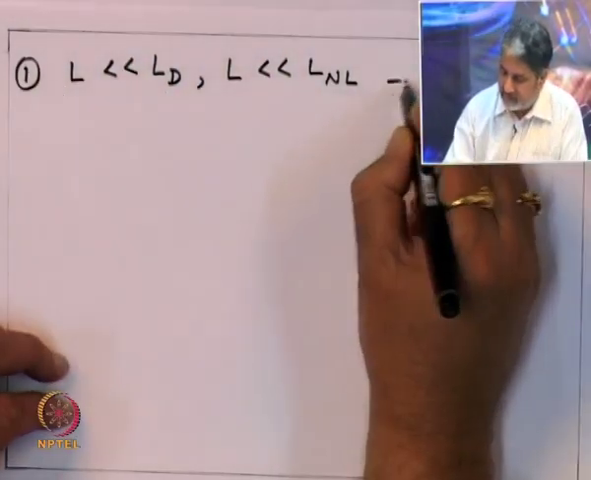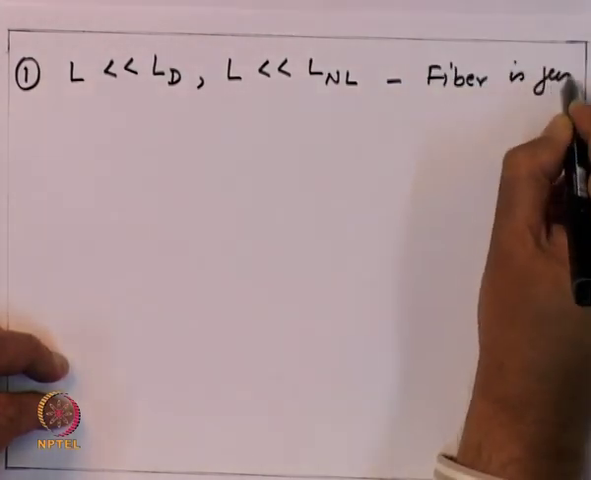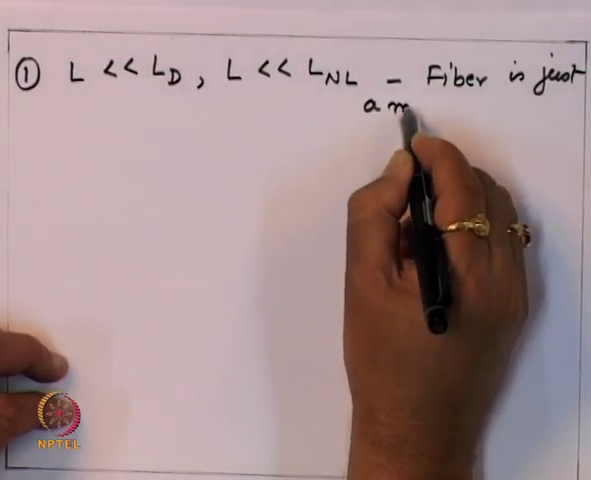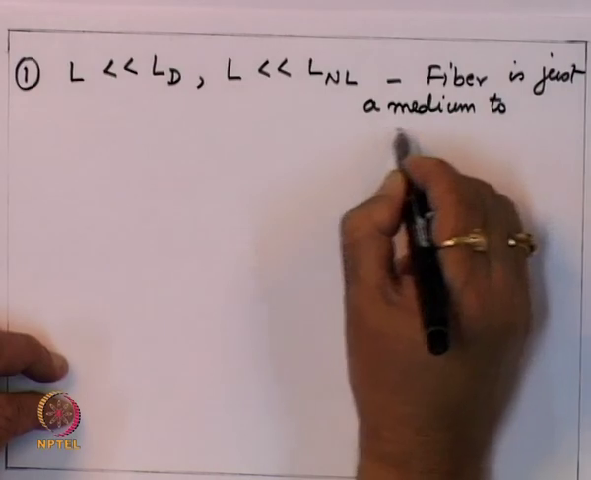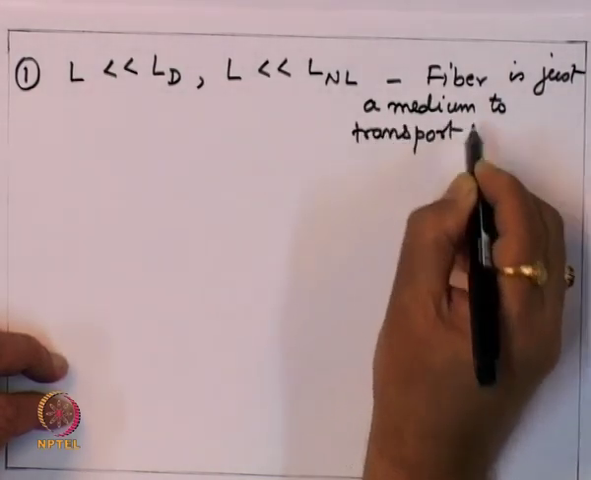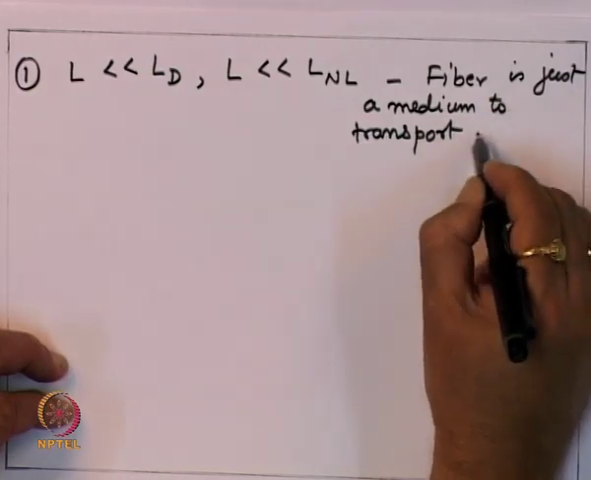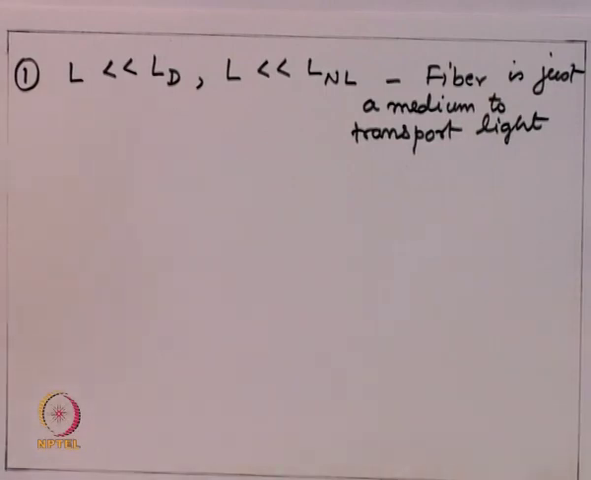So, in this case the fiber is just a bare medium to transport light. The signal does not undergo any modification at all.